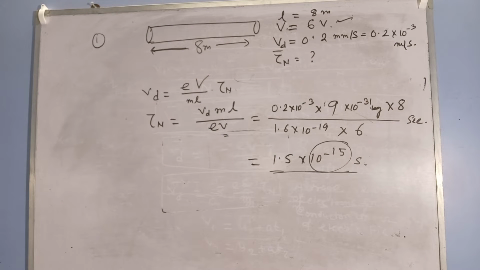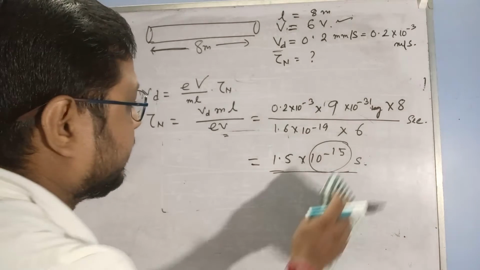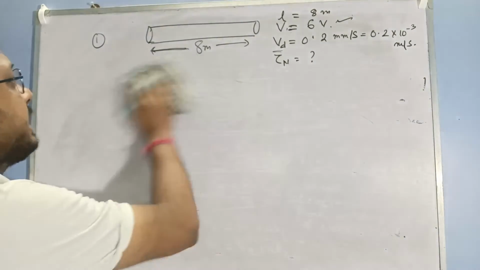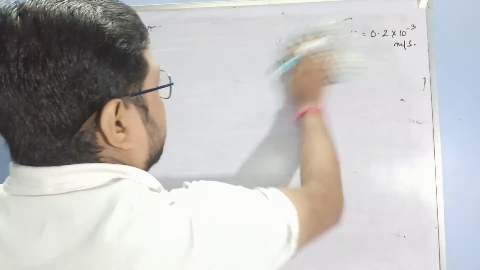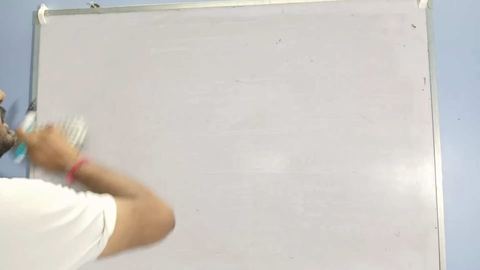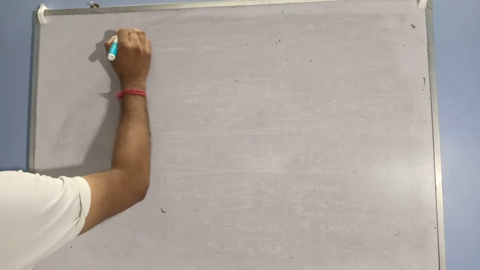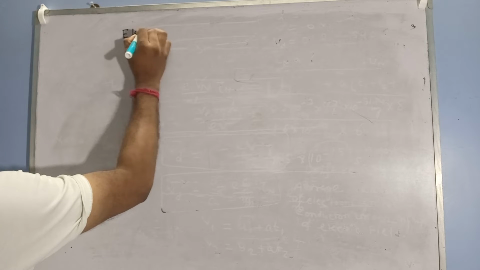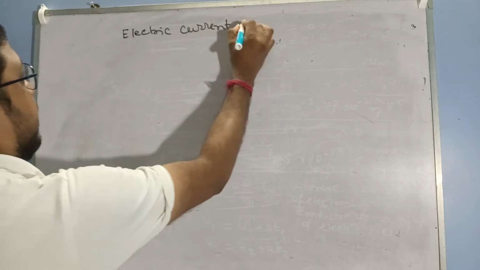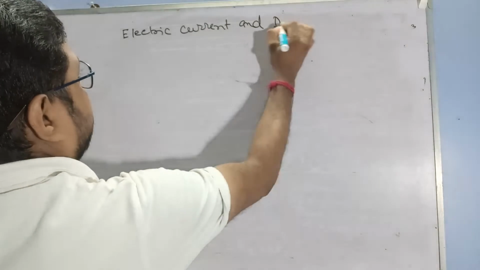Next, we can show the relationship between electric current and drift velocity. The relationship between electric current and drift velocity.